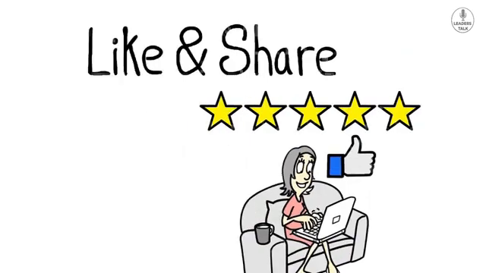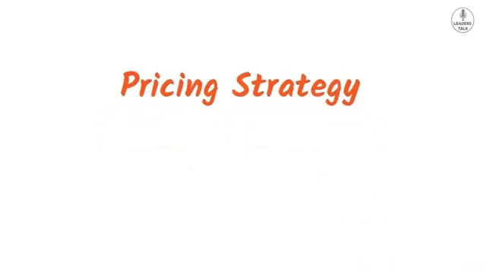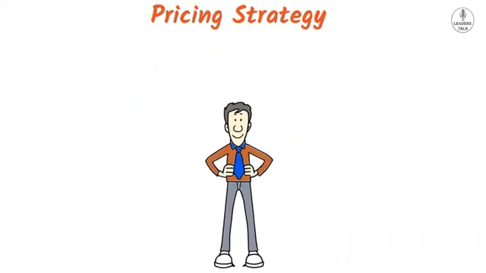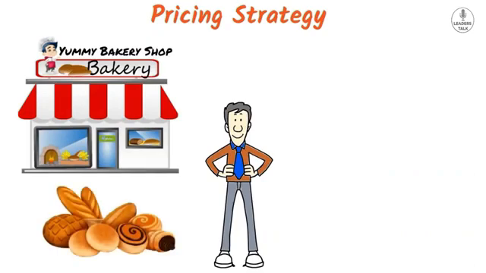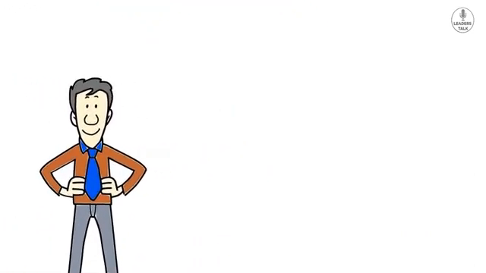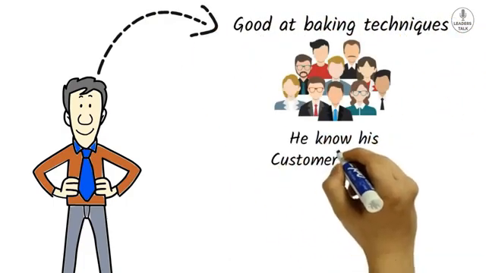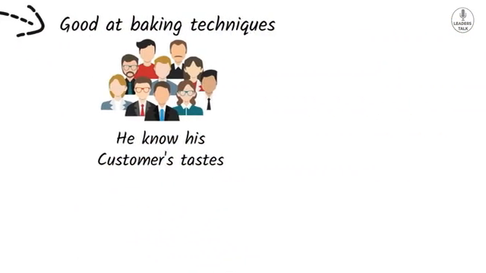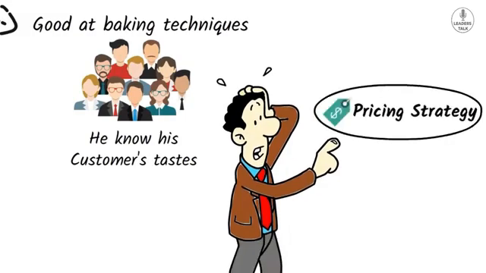After discussing the marketing mix term, let's understand pricing strategy in detail with an example. Let's assume Jack is a person who started his bakery shop named Yummy Bakery Shop. He is very good at baking cakes and cookies and very familiar with his products. He knows exactly what his customers want, and he is good at baking techniques, his customers' tastes, and all the small information related to his baking and customers, but he is not very aware of pricing strategy, so we can help him decide his price based on pricing strategy.